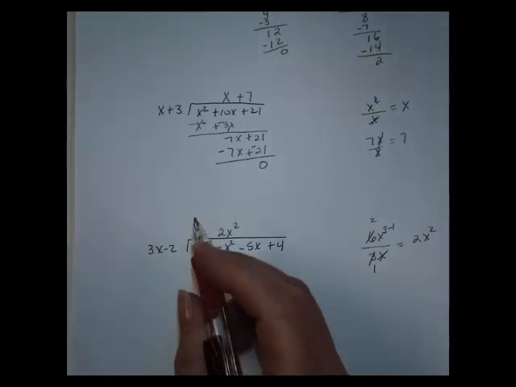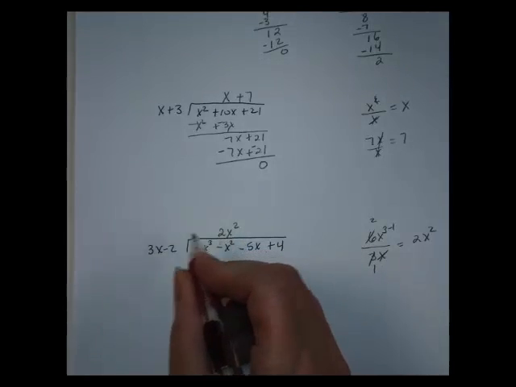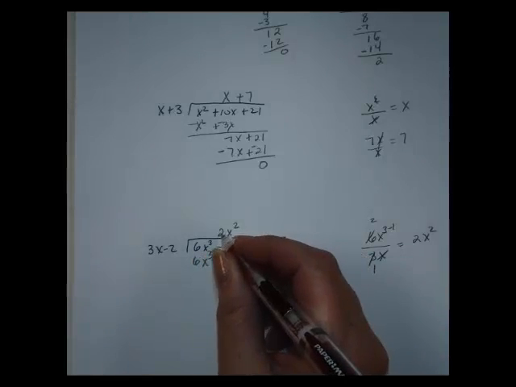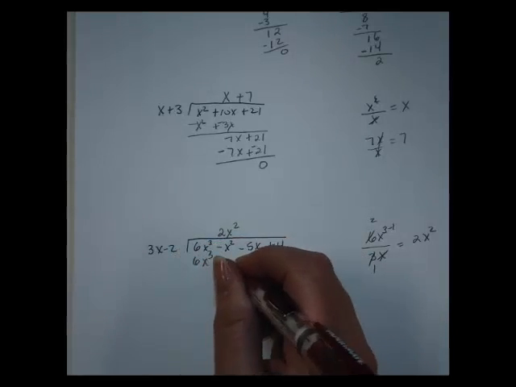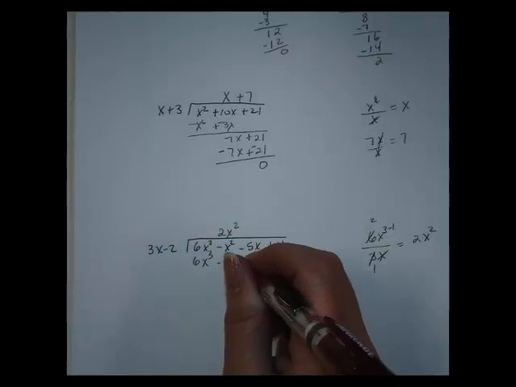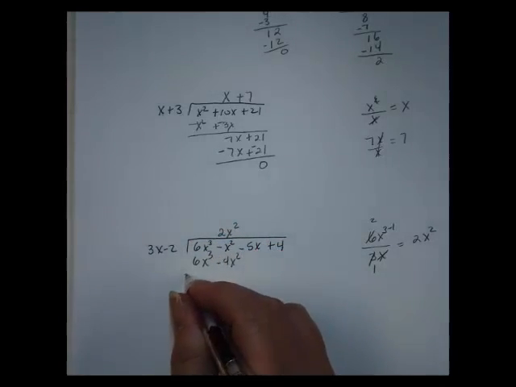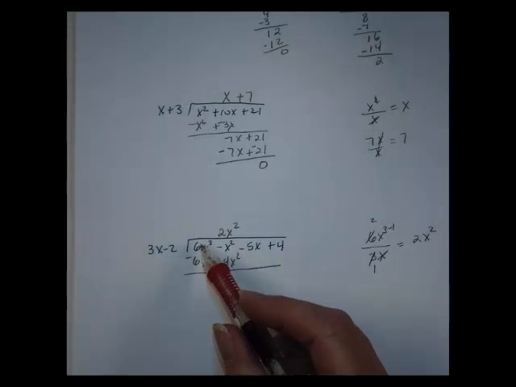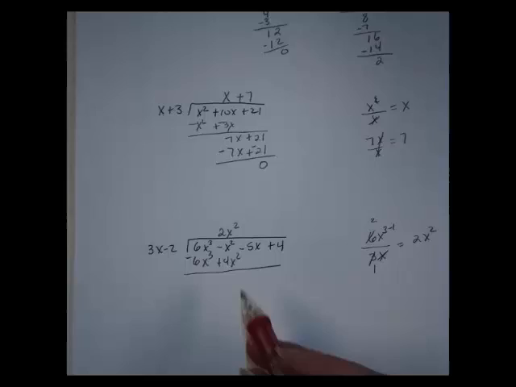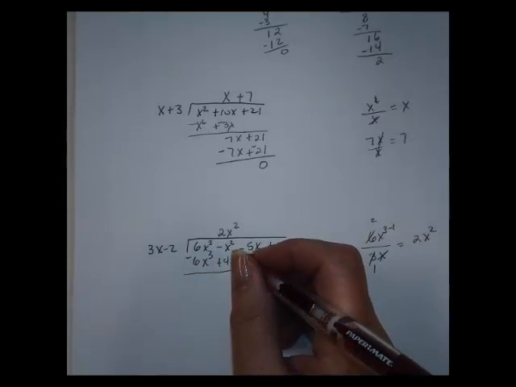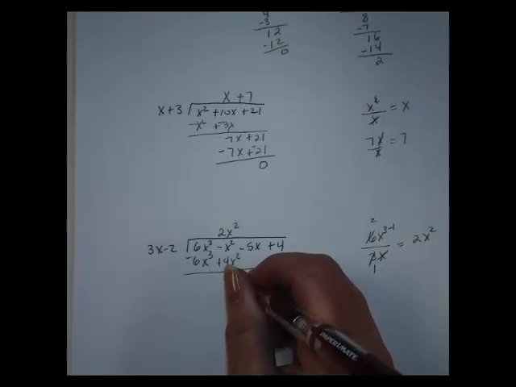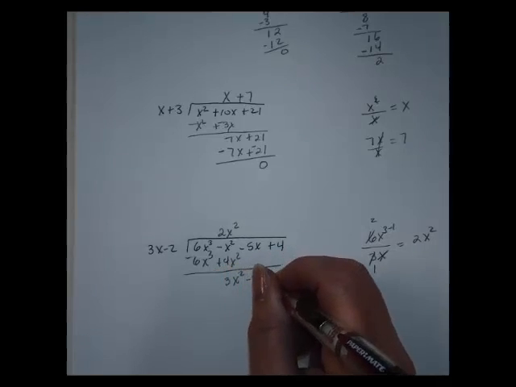So 2 times 3 is 6. x squared times x is x cubed. Then 2 times a negative 2 will be minus 4 times x squared, which gets us negative 4x squared. We'll draw our line, and we'll change both signs. Now, as you noticed, that first term always canceled out, and you need that to happen. So 4x squared minus x squared will get us 3x squared, minus 5x.